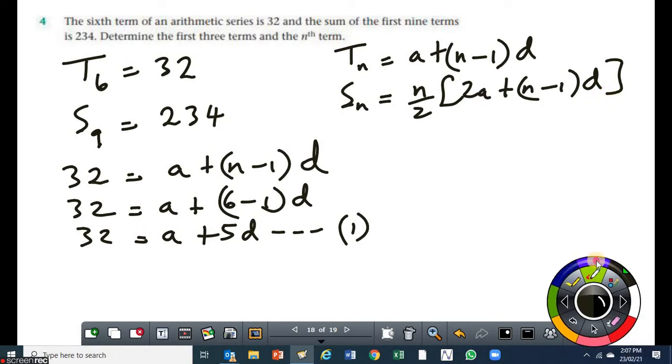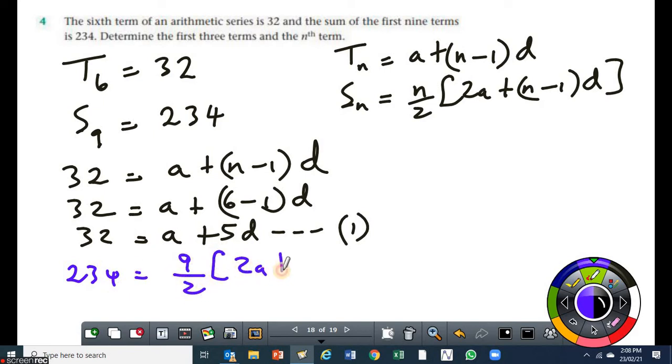So let me do that. I'm going to use a different color for that. So I'll say 234 is going to be equal to n, which is 9, so 9 over 2 times 2a plus 9 minus 1 times d. So this will give you 234 is equal to. Alright, allow me here to cross multiply so that this changes.